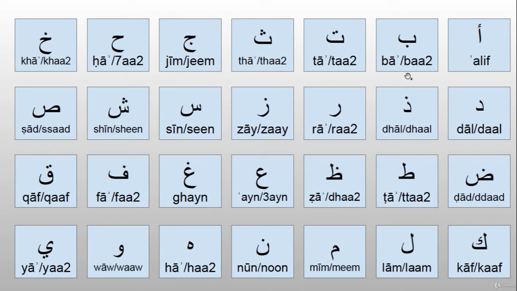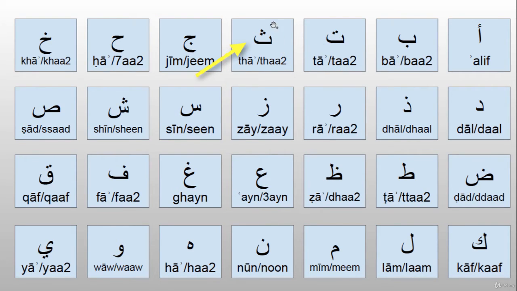So let's go through the letters one by one, and we'll see these issues about the transcription as we talk about each letter. The first letter is called alif, which can be equivalent to the sound A or O or E in English, and we'll talk about it when we come to it. The second letter is called Ba, which is roughly equivalent to the letter B in English. The third letter is called T, which is roughly equivalent to the letter T in English.